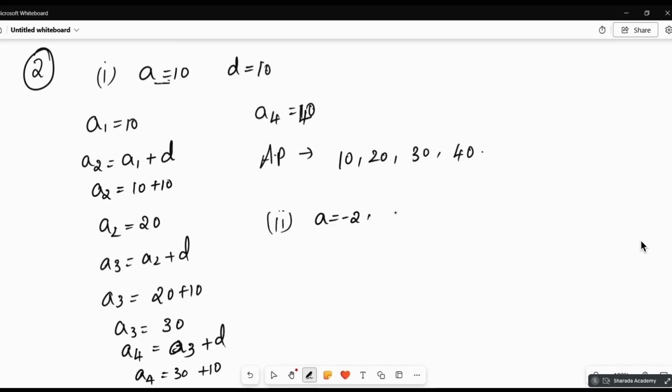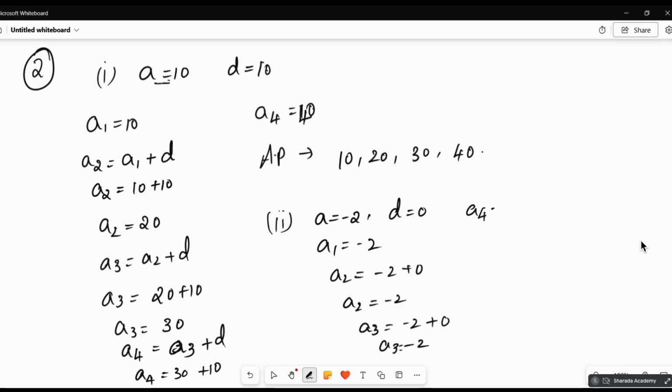A is equal to minus 2, D is equal to 0. So the common difference is 0 here. Every time you add the same thing. A1 is minus 2, A2 is minus 2 plus 0, so A2 is minus 2. A3 is also minus 2 plus 0, it is minus 2. And A4 is also minus 2 plus 0, so A4 is minus 2. So the AP is minus 2, minus 2, minus 2, minus 2. Four terms are minus 2. Okay. So always remember, whenever the common difference is 0, the same thing will be repeated.